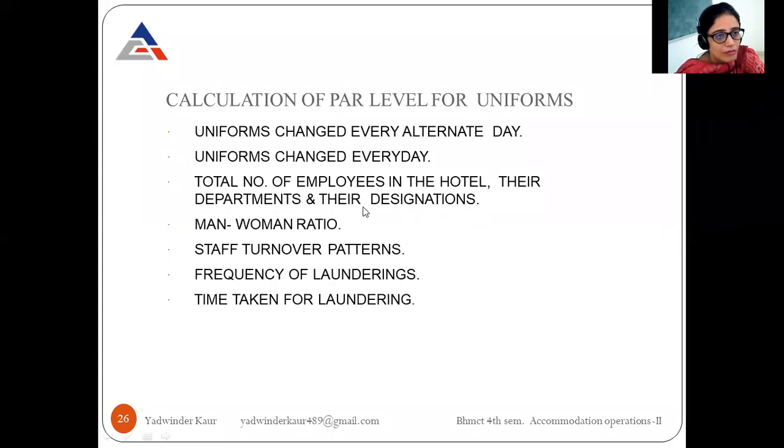So total number of employees in the hotel, their departments and their designations. This list we also have with us so that we can do the par level or inventory for these linen or uniforms. Man and woman ratios we can calculate. The staff turnover patterns, frequency of laundering, time taken for laundering. So all these points are important for the calculation of par level for uniforms.